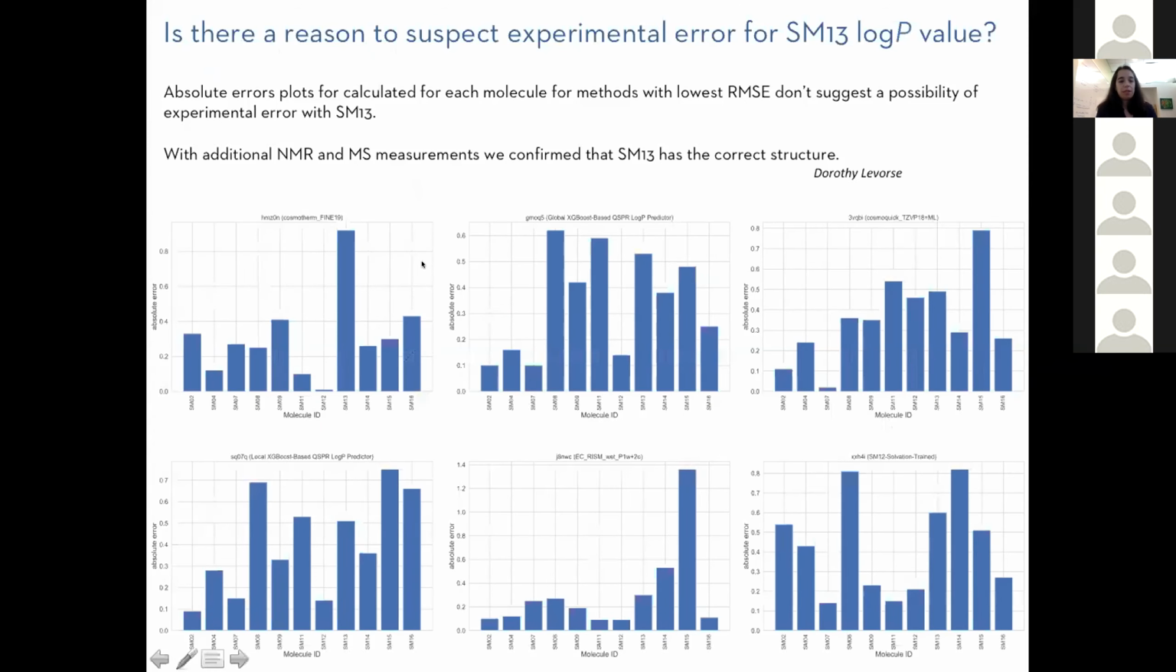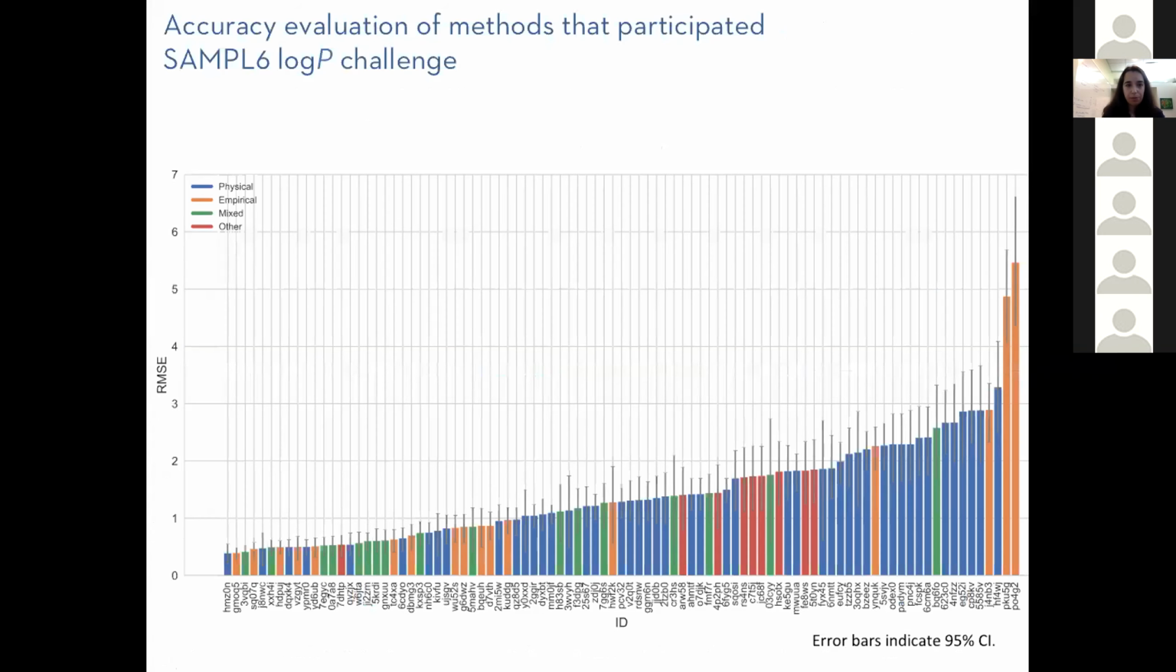To confirm that this molecule was the correct molecule that we thought it was, Dorothy Lewars did additional NMR and mass spectrometry measurements to confirm the structure of SM13. Also, if you look at absolute error versus molecules for the top 6 methods according to RMSE, you can see that there is no consistent absolute error that's higher for SM13 than others. So I think we can trust the SM13 experimental logP value.